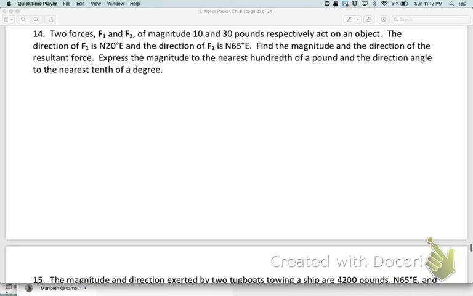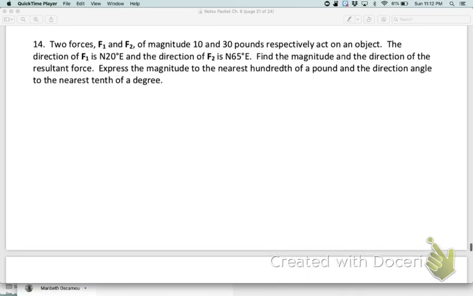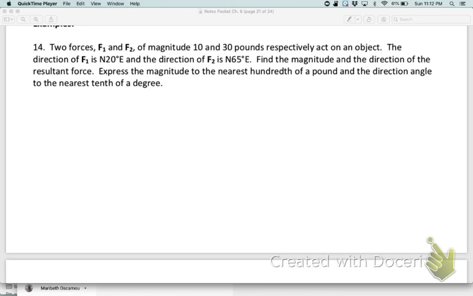So here is an example that we are going to look at. Two forces, F1 and F2, of magnitude 10 and 30 pounds respectively, act on an object. The direction of F1 is north 20 degrees east, and the direction of F2 is north 65 degrees east. Find the magnitude and the direction of the resultant force and express the magnitude to the nearest hundredth of a pound and the direction angle to the nearest tenth of a degree.